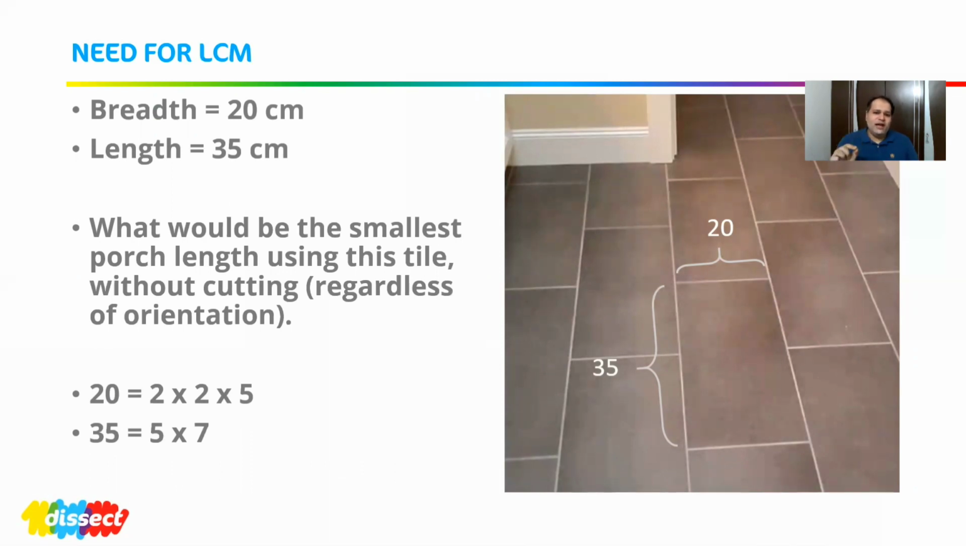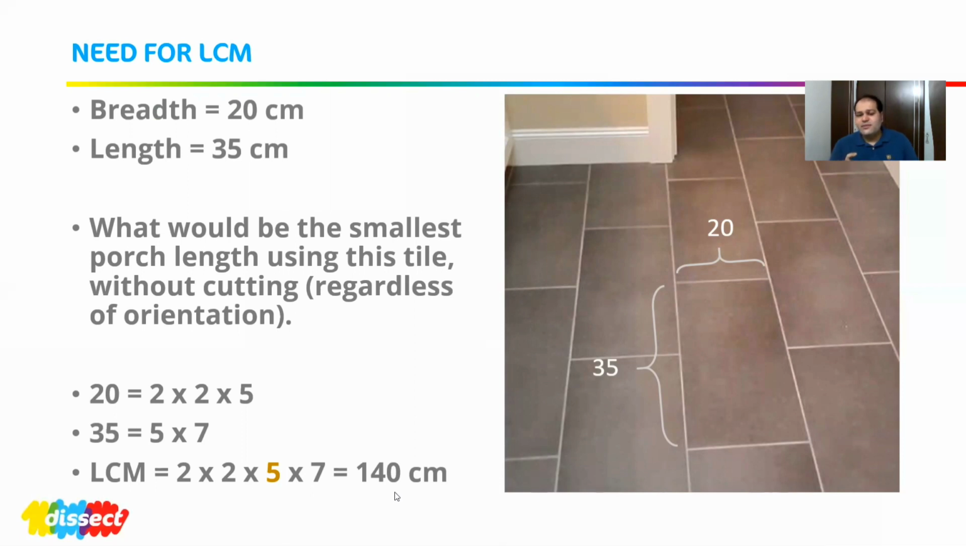Now, there is only one catch, or one thing that you need to remember while calculating the LCM. You write all the factors of these two numbers, except wherever you have a common factor, you write it only once. So what will happen in this case? It will be 2 into 2 into 5, which is common, you will write only once, and then 7. So 2 into 2 into 5 into 7, you get 140 centimeters.